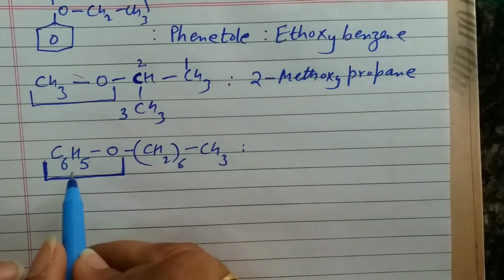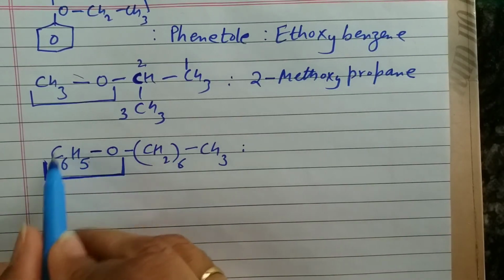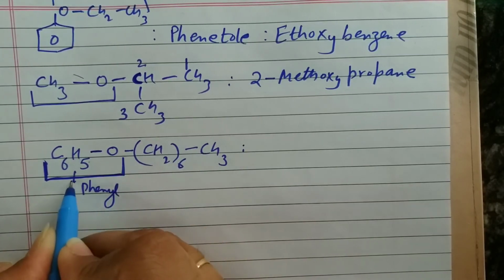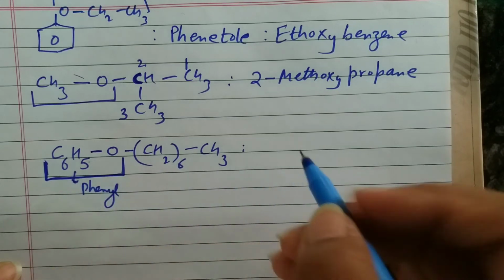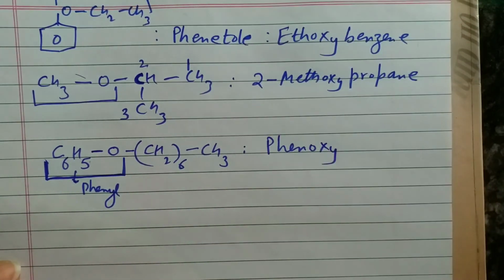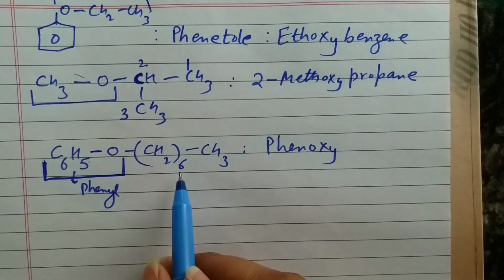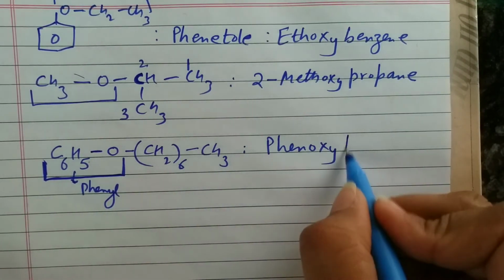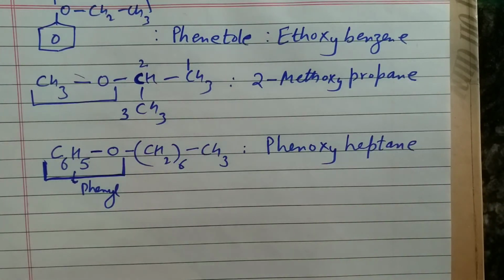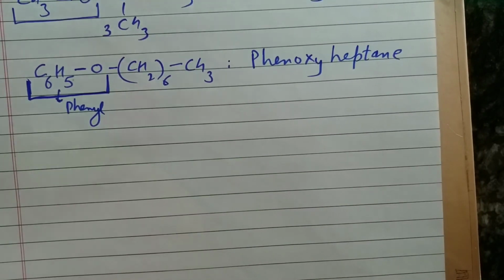And what's the prefix now? What is the prefix for this? I told you this group is known as the phenyl group. C6H5 is phenyl. Therefore, C6H5 with oxygen, this becomes phenoxy. So this is phenoxy. And how many carbon atoms are there in the parent chain? It's 6 plus 1, 7. So this is phenoxyheptane. The IUPAC name of this compound is phenoxyheptane. Okay, if you've understood this, let's quickly take 1 or 2 more examples.